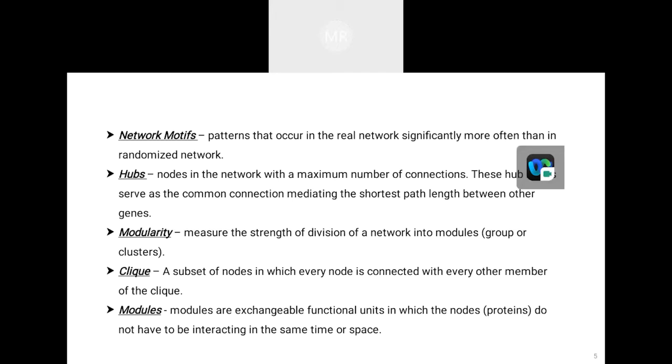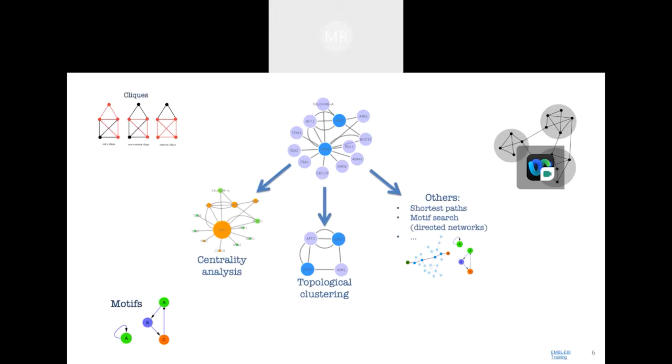Modules are exchangeable functional units in which the nodes, which can be proteins or genes, do not have to interact at the same time or space. In this picture, you can see the graph with purple and blue nodes, where the blue node represents the highest degree as it is connected with the maximum number of nodes in the graph. And the centrality analysis can be studied with the help of degree.